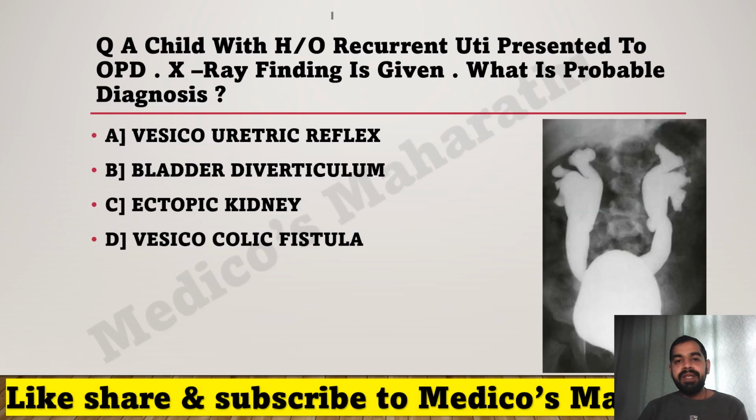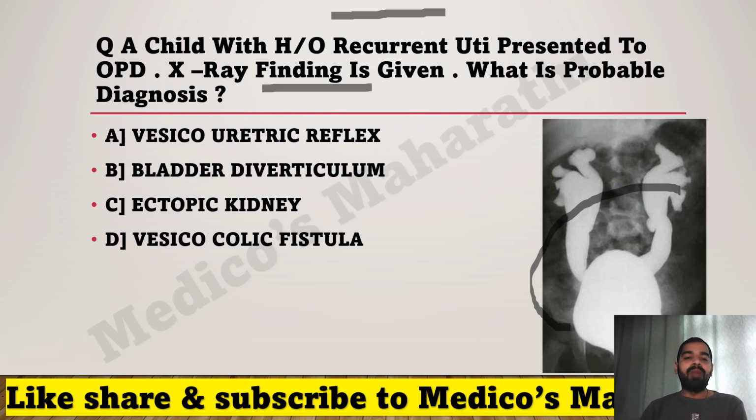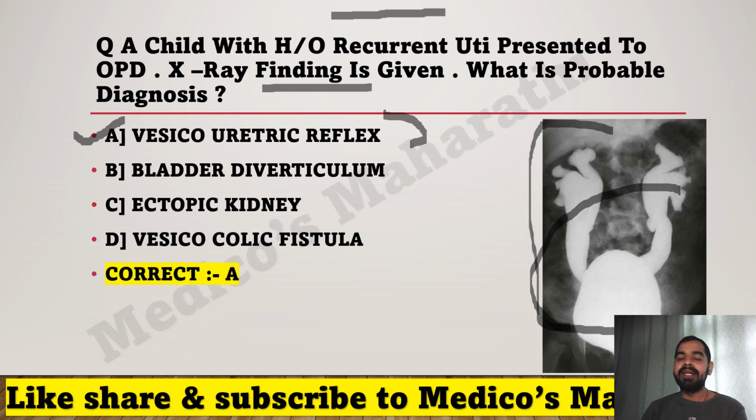A child with history of recurrent UTI is presented to OPD. X-ray finding is given below, my dear friends. You can see it is a case of UTI. Okay, what is the probable diagnosis? So, my dear friends, here the probable diagnosis will be vesicoureteric reflux. This image is representing itself as option number A, that is vesicoureteric reflux, my dear friends. So, the correct choice will be option number A here.